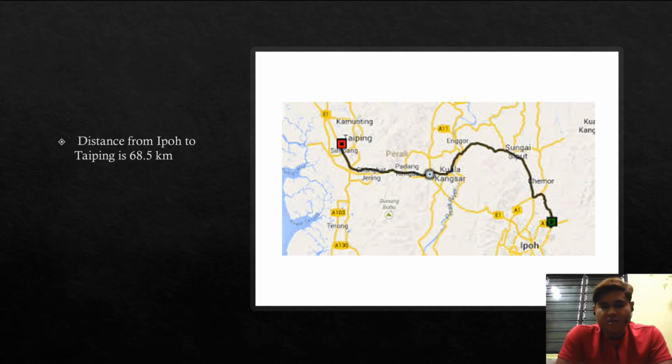As an example, to make sure that you all know about distance, a cyclist from Ipoh wants to travel to Taipei. So he needs to cycle for 68.5 kilometers. So the distance from Ipoh to Taipei is 68.5 kilometers.